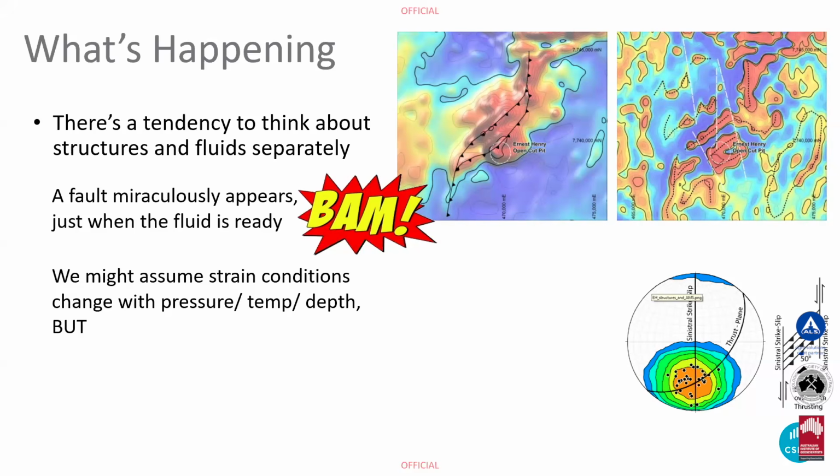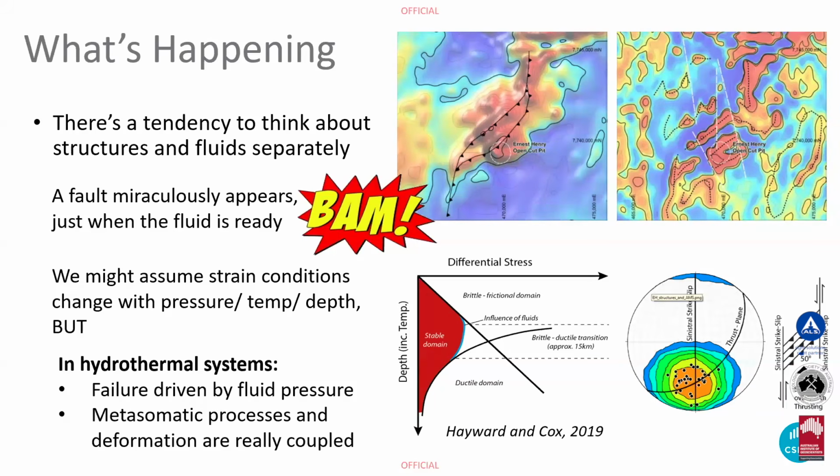But I think we might assume that strain conditions change with pressure, temperature, and depth. But really, I think in hydrothermal fluid systems, it's all about fluid pressure versus crustal pressure, and the changes in rheology and what that does to fluid pressure. Fluid pressure is a really big driver in how you develop the structures, and both of those things together really control the geophysics. So that's what's controlling the petrophysics. And I think I'll just move on.